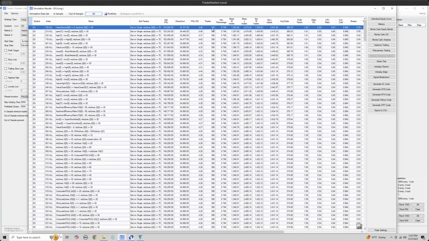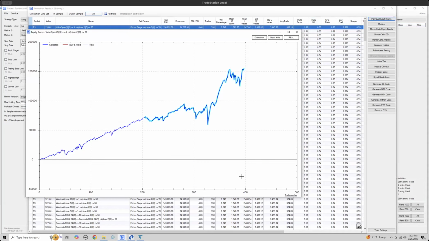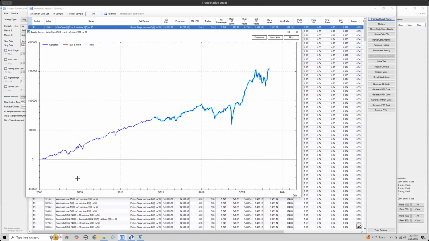And what is the period in 400? Is this for 1 year, or is this 2 years of data? Let me bring up the equity curve. This is 2006 through 2022. Oh, okay. So it is almost 18 years. Yes. So we have about 18 years.